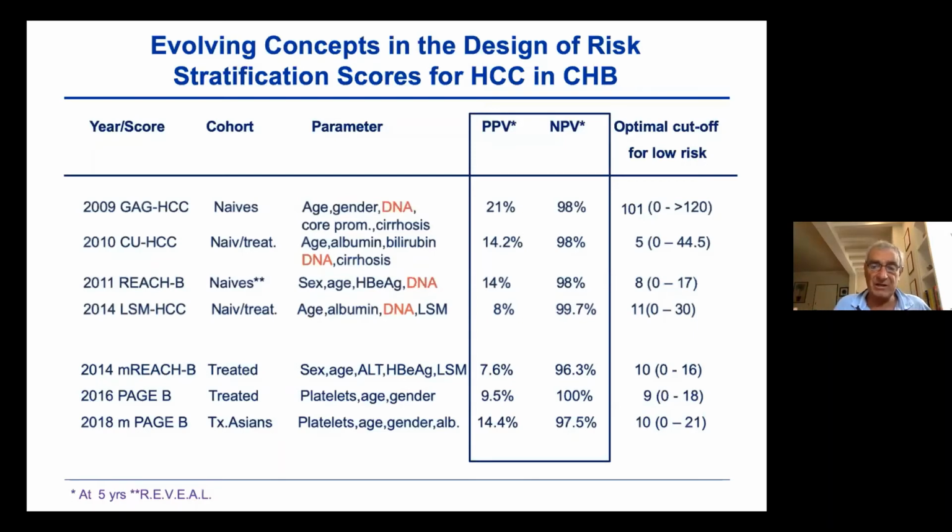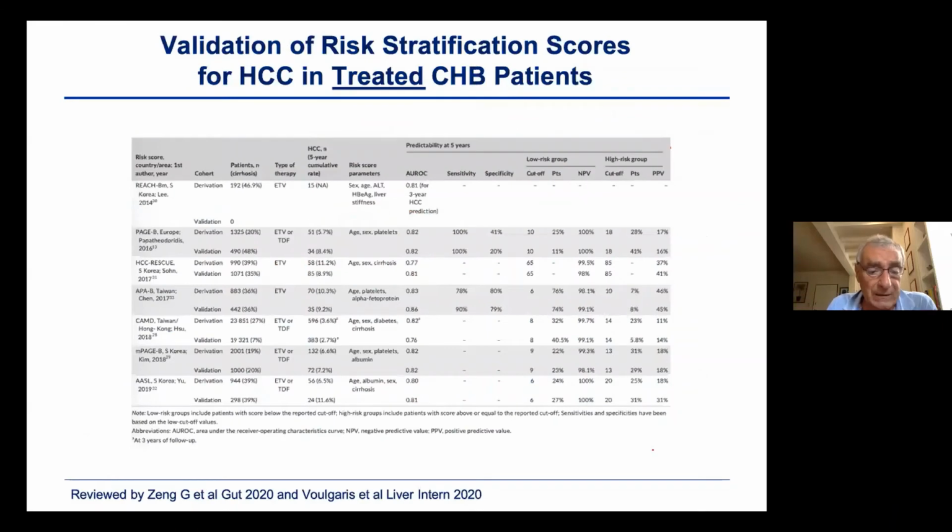So the general message is risk stratification scores are optimal to relax screening, but are poor at identifying the best person to screen for the risk of liver cancer. Here is a review article that has been recently published by Dr. Zhang, and also a comment coming from a review article written by Professor Papatheodoridis in Athens that dealt with the validation of the risk stratification scores for liver cancer in treated patients with chronic hepatitis B.